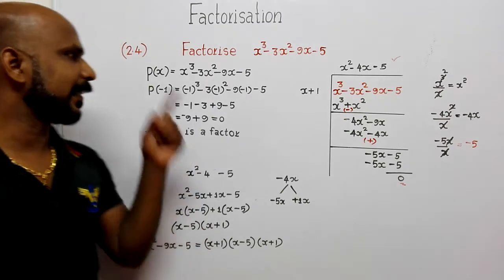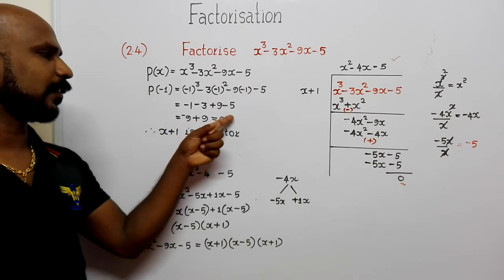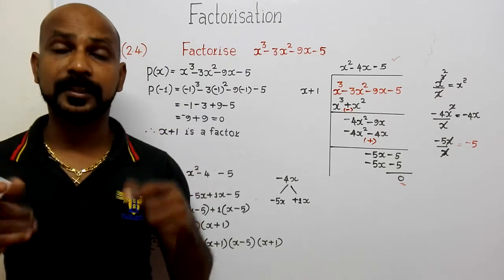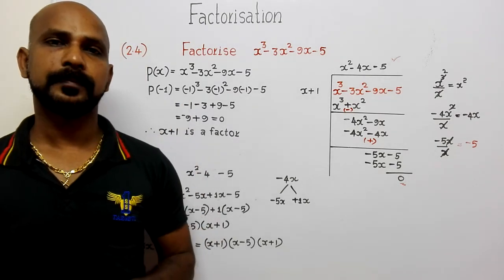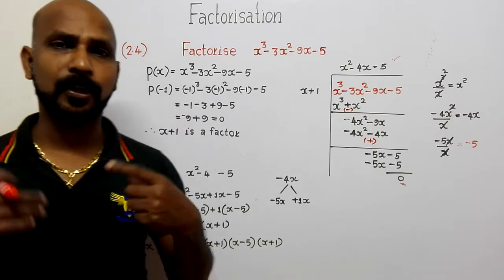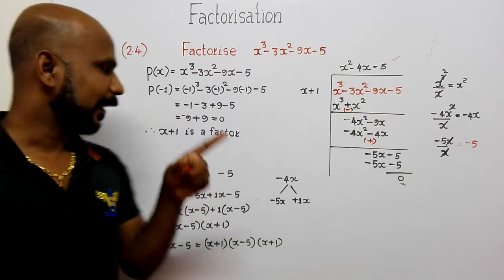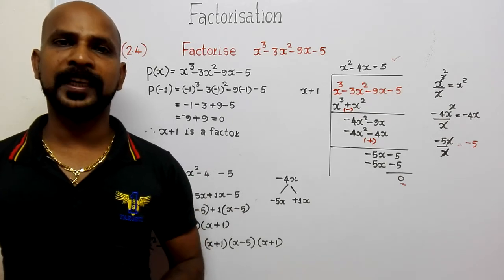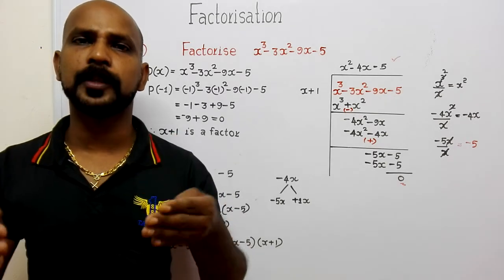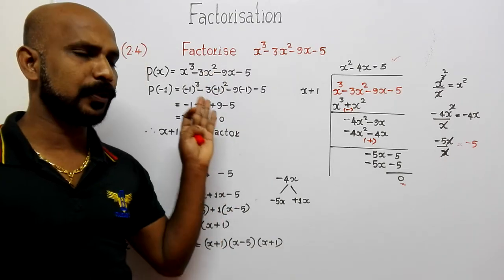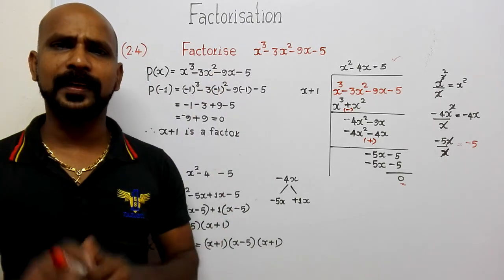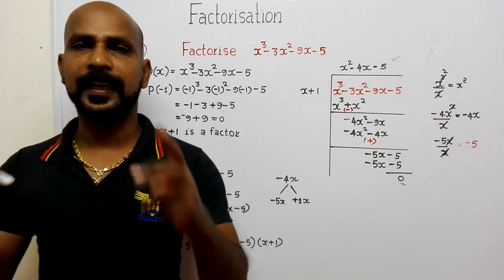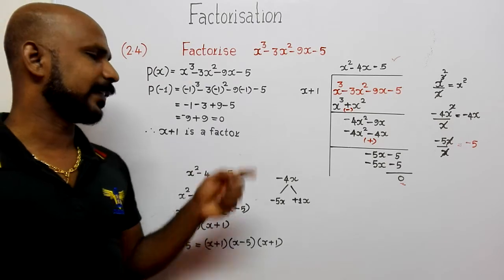When we applied minus 1, we understood that the total value becomes 0. It means minus 1 is the zero of that polynomial. When minus 1 is the zero of the polynomial, we understood that x plus 1 is a factor. That is the concept. So whenever you get a question, if it is not possible to rearrange, you apply plus 1, minus 1, 2, minus 2 like that, just to get one value. Here we got minus 1 as the zero of the polynomial, so x plus 1 is a factor.